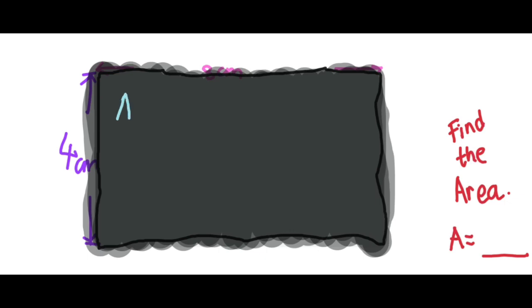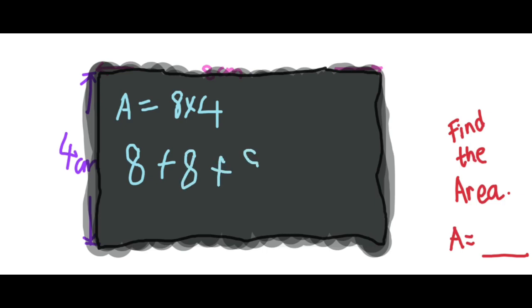We are finding the area. A equals, so the length is 8 centimeter, the width is 4 centimeter, so 8 times 4. Now to calculate 8 times 4, we will write 8 4 times. So 8 plus 8 plus 8 plus 8.